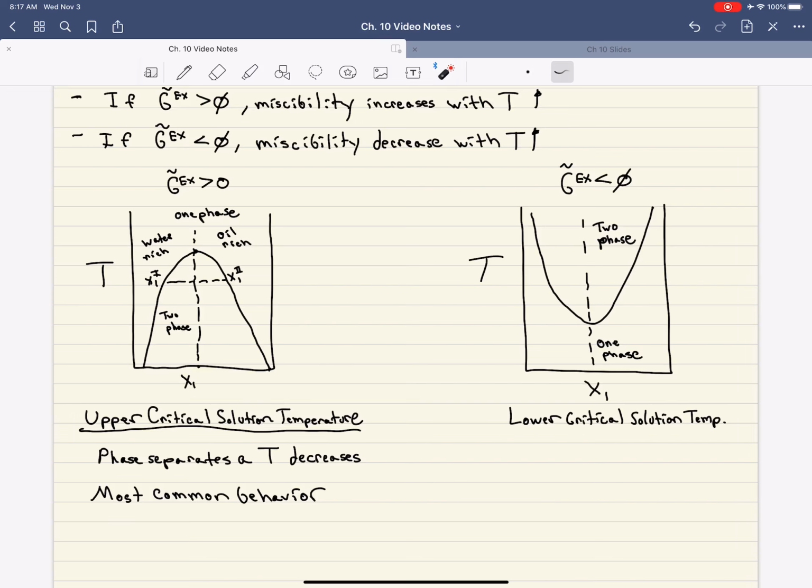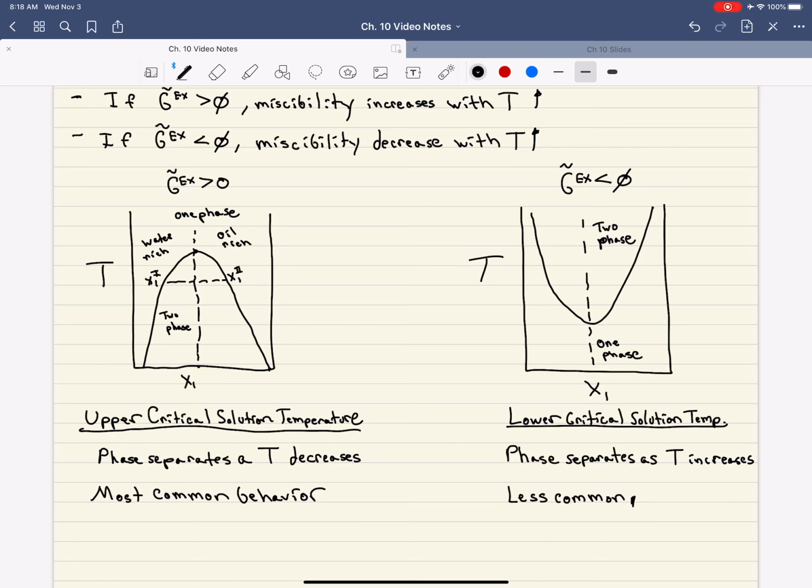Such that if you go lower than that critical temperature here, then your system will be completely miscible in one another. And so for this system, it phase separates as T increases. Now, this sort of behavior may be less intuitive. It's also less common.